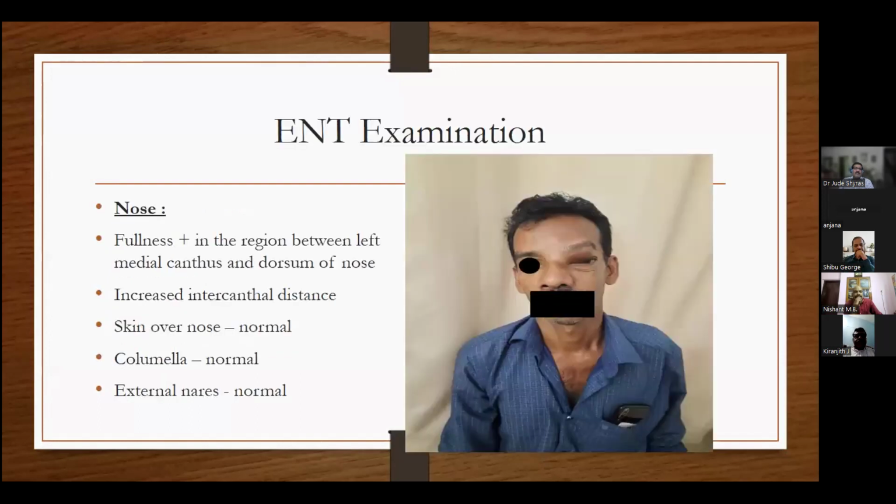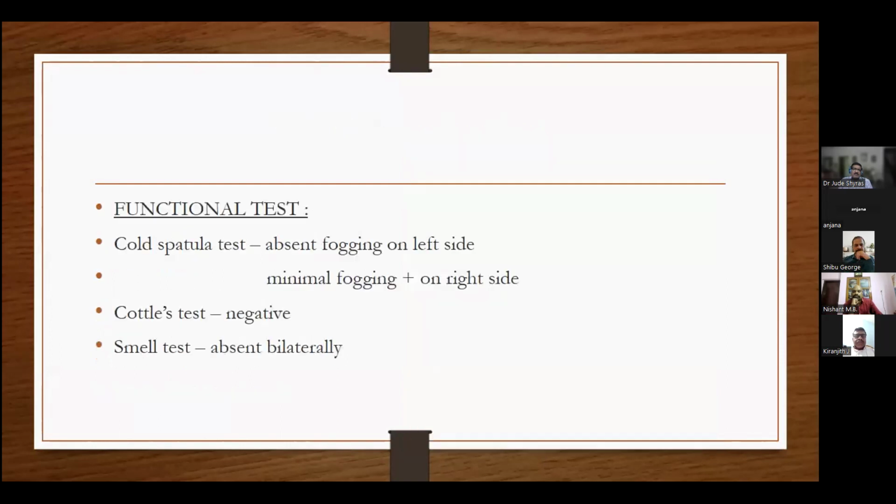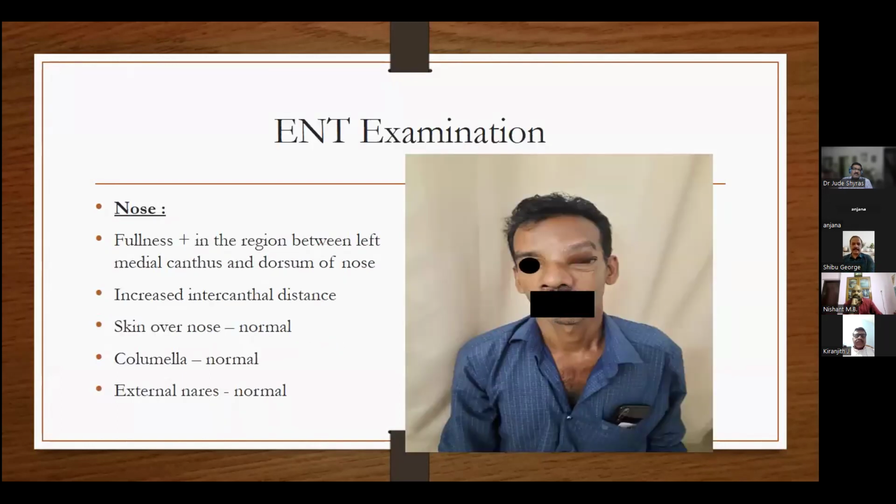Continue. ENT examination. Nose. There was a fullness present in the region between left medial canthus and dorsum of nose. There was increased intercanthal distance. Skin over the nose was normal. Columella was normal. External nares normal. Nothing else? Just show me the photograph. You're looking at the photograph. Anything else? You have just written fullness between the medial canthus and dorsum of nose.